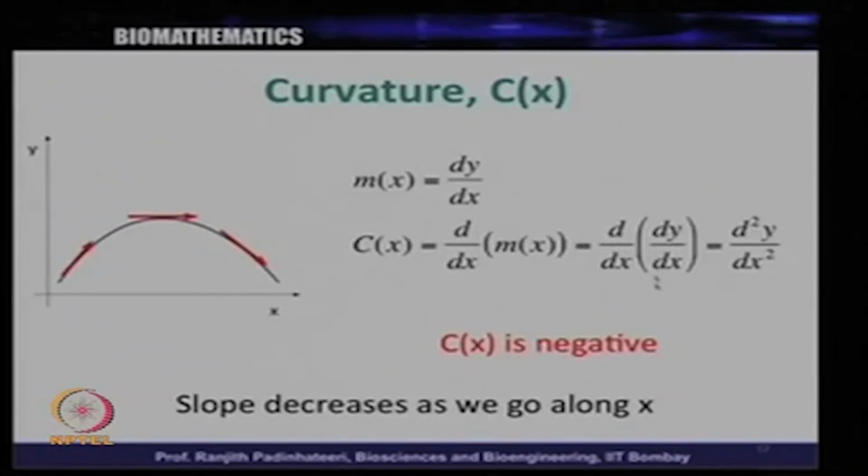In mathematics, the slope change can be represented as d by dx of dy by dx, which is known as d square y by dx square. That is the change in slope, which is the derivative of a derivative. So, m of x itself is a derivative. You again find the derivative of that, and you will get d square y by dx square. That is called the curvature. We will discuss this later, but just keep in mind for the moment, curvature is nothing but a second derivative. That also has mathematical meaning.